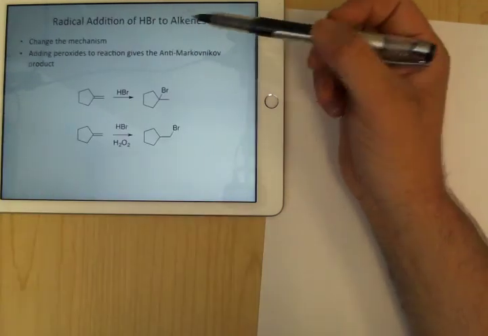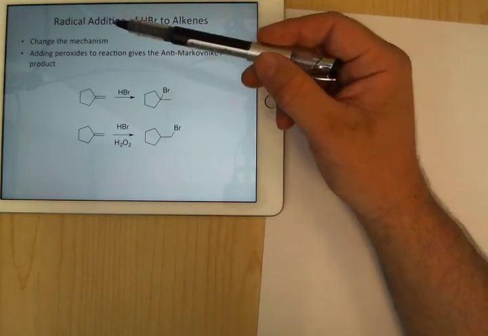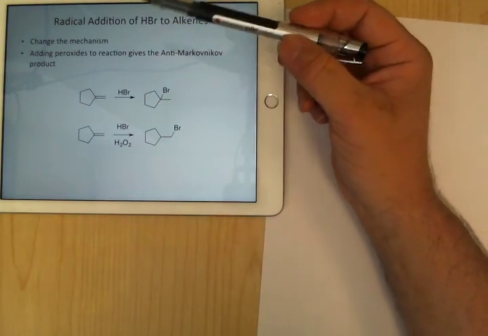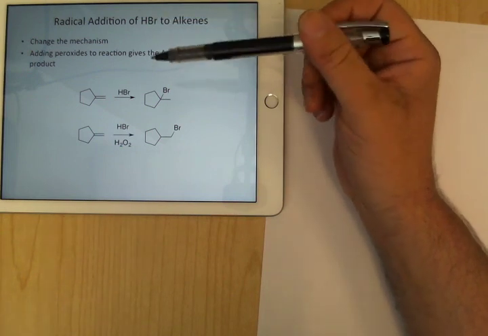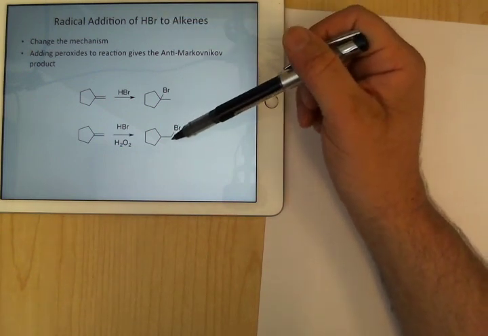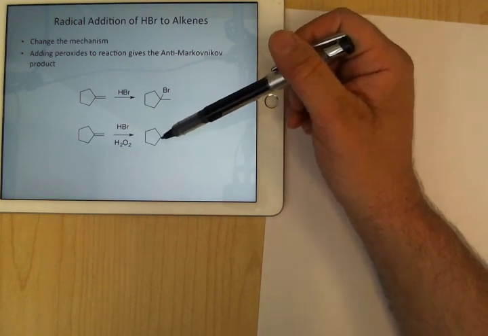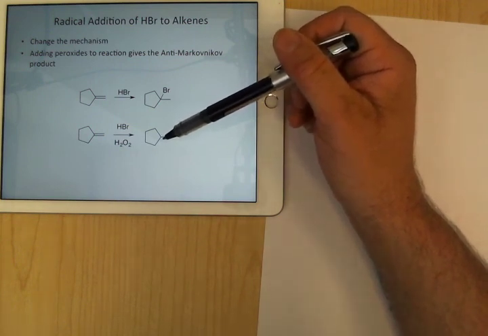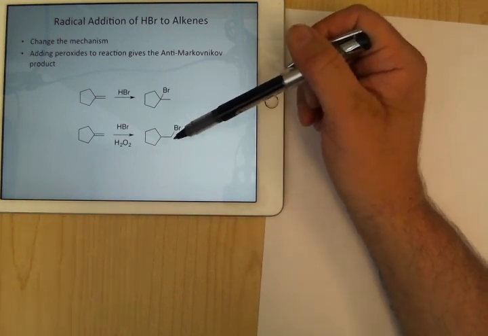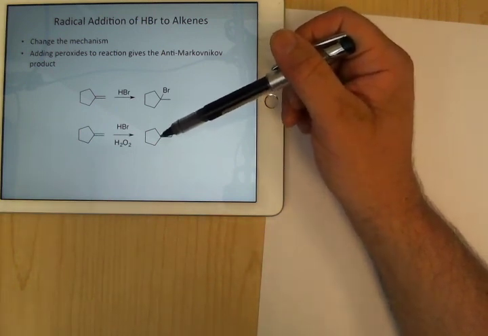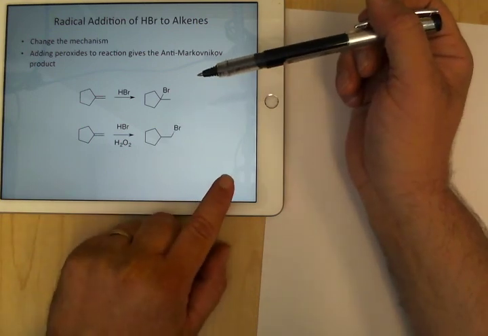And the reason it does that is that it actually changes the mechanism. It runs through a radical. The bromine actually gets added first, and so the tertiary radical is going to be stabilized here. Since the bromine gets added first, it's going to go on the lower numbered side, and then the hydrogen can come in and add to the higher numbered side.